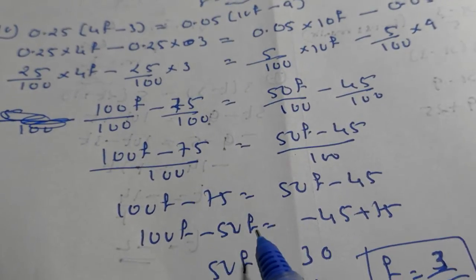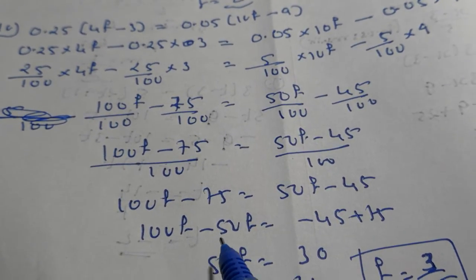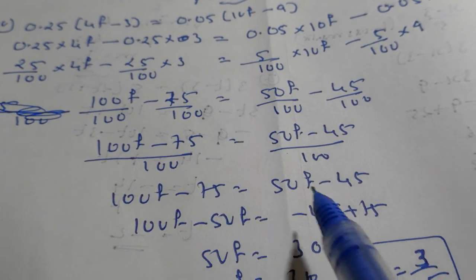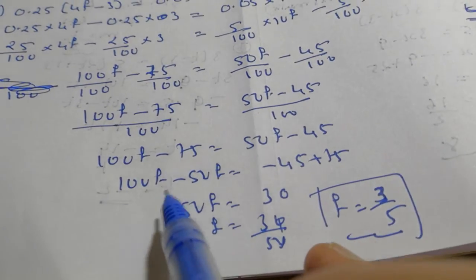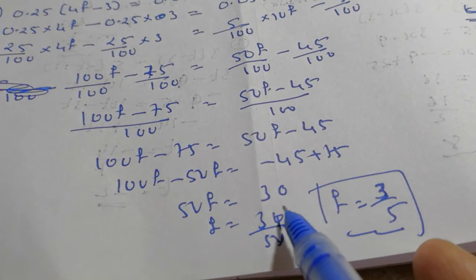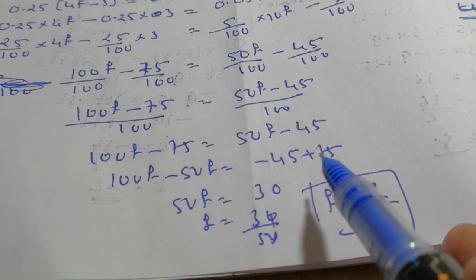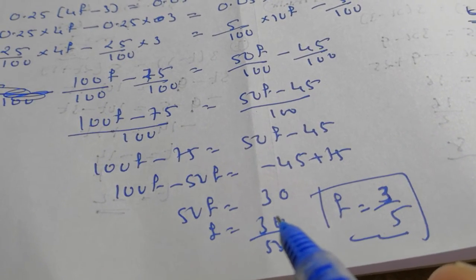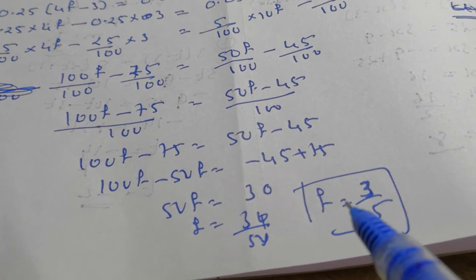So 100f, I am bringing this 50f on the left hand side, it becomes minus 50f. Minus 45, minus 75 becomes plus 75. 100 minus 50 is 50f is equal to minus 45 plus 75 is 30. 5 minus 5 is 0 and 7 minus 4 is 3. So f is equal to 30 upon 50, 0 0 cancel. So f is equal to 3 upon 5.